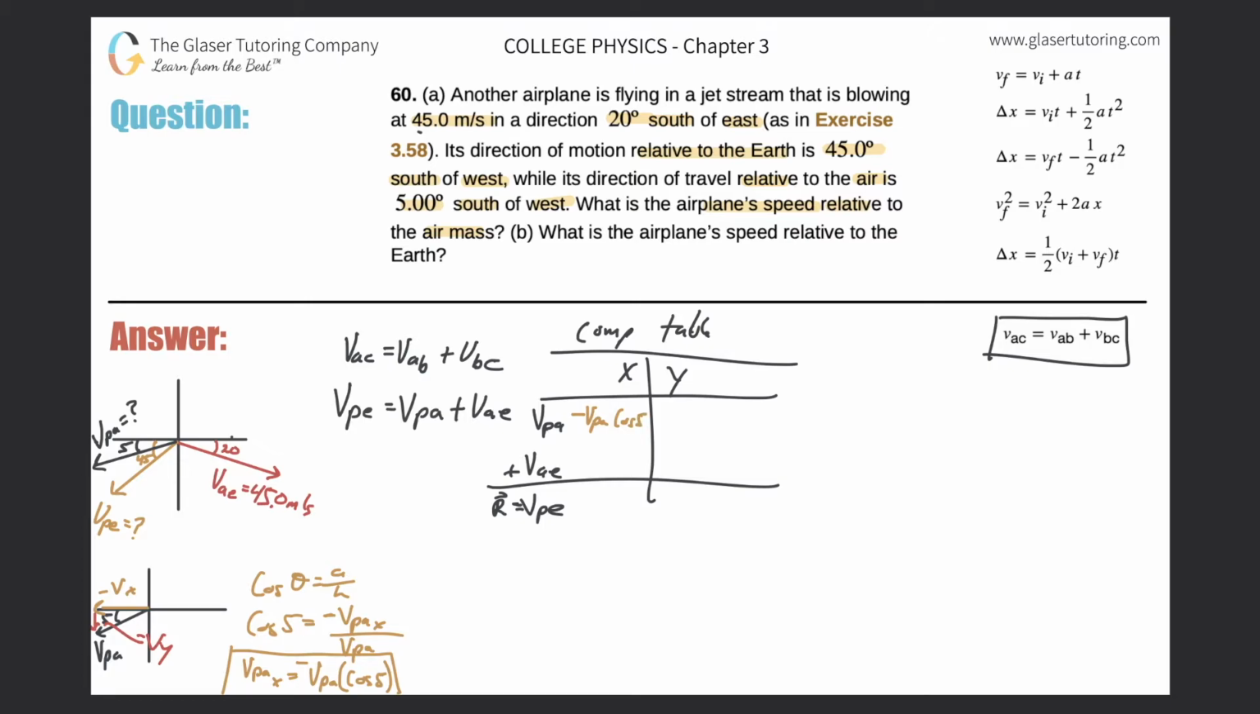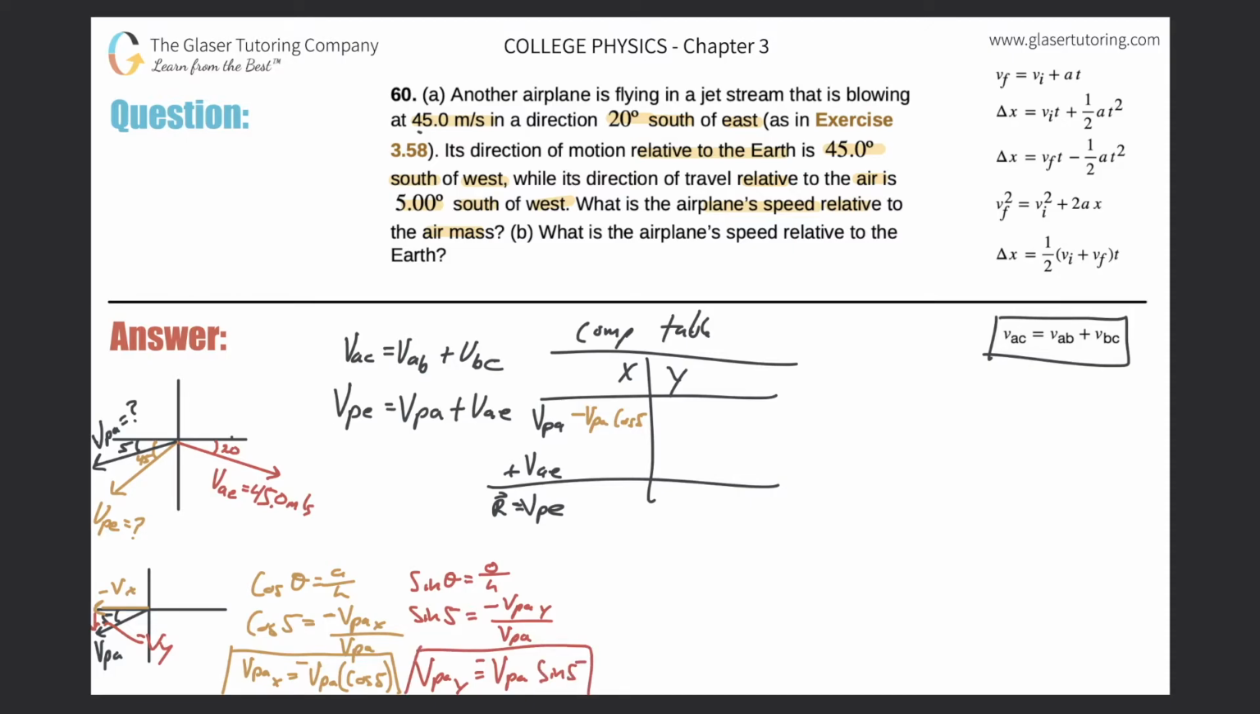Great. Now let's do the same thing for the Y. This simply is now sine. So sine of theta is equal to the opposite side over the hypotenuse. So now the sine of 5 degrees is equal to, remember it's going to be negative because it's pointing down, negative of the velocity of the plane relative to the air in the Y direction divided by the velocity of the plane relative to the air. So again, I'm just going to distribute my negative and then cross multiply. So the velocity of the plane relative to the air in the Y direction should be equal to the velocity of the plane relative to the air. It's negative, right? Multiplied by the sine of 5.